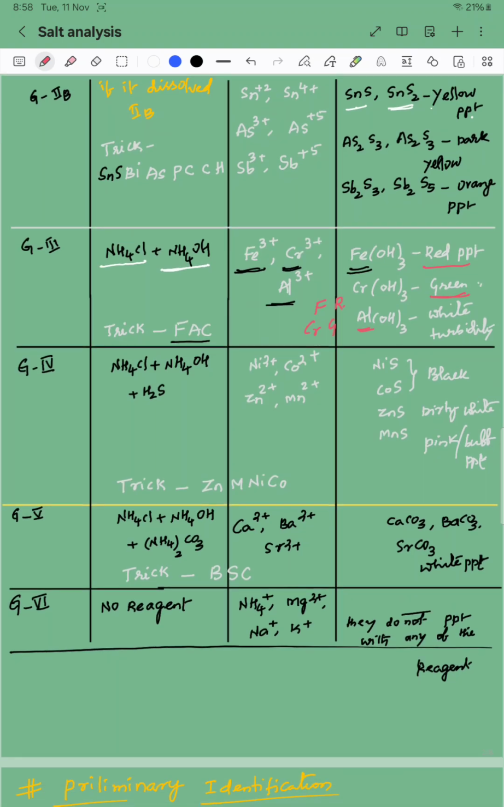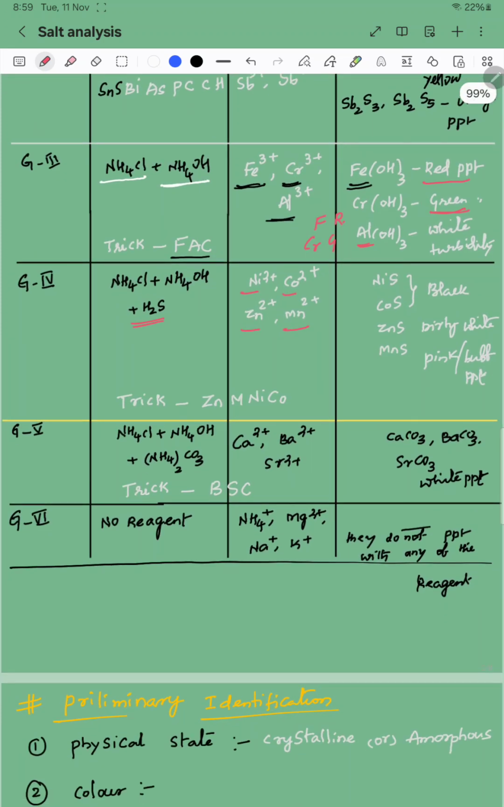Next, group 4 cations: nickel +2, cobalt +2, zinc +2, Mn +2. The reagent is the same third group reagent, NH4Cl plus NH4OH. Additionally, we are adding what? H2S only, right? The trick to remember is Jimco: zinc, manganese, nickel, cobalt. Third group, you remember FAC. Fourth group, you remember Jimco. Every oxidation number will be +2 only, right?